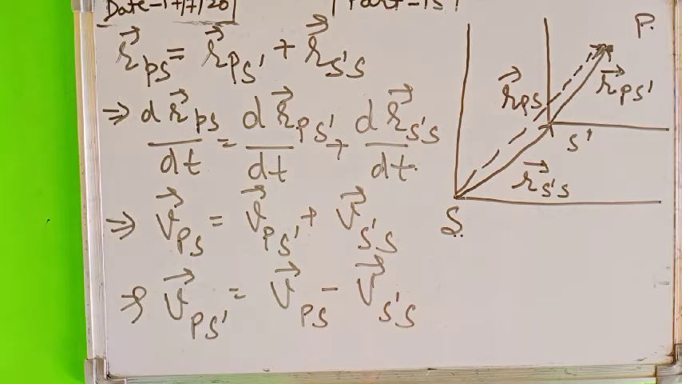Means to say that if the velocities of two bodies are known with respect to a common frame, we can find the velocity of one body relative to the other.